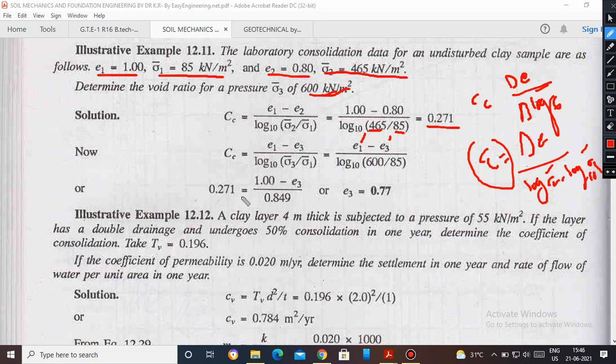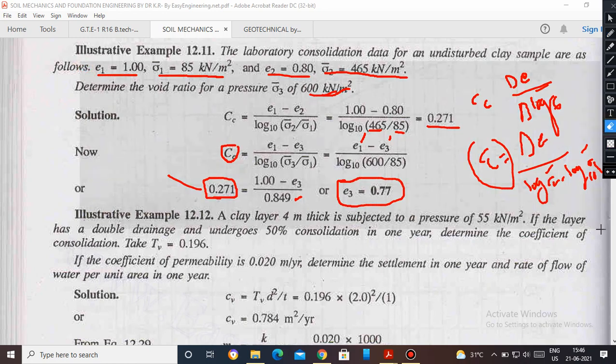Cc we have already calculated, and that value is 0.271, which is equal to 1.0 minus e3 divided by log sigma 3 bar divided by sigma 1 bar. That means log base 10 of 600 divided by 85 is 0.849. By substituting, we get the void ratio as 0.77. This is the void ratio corresponding to 600 kilonewton per meter square.